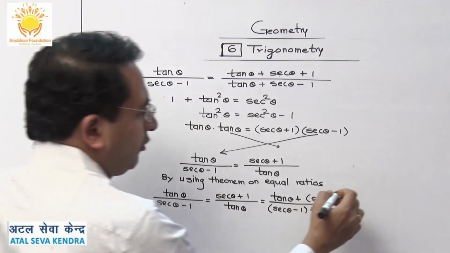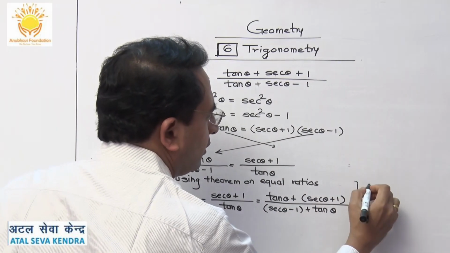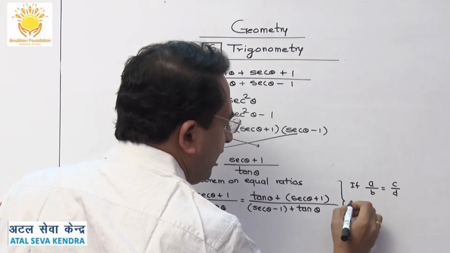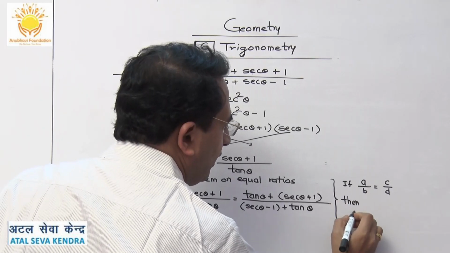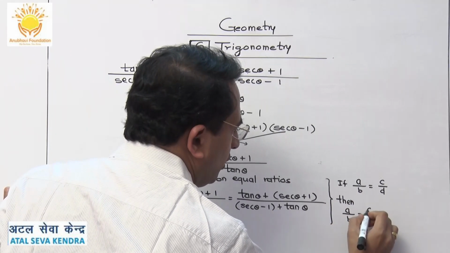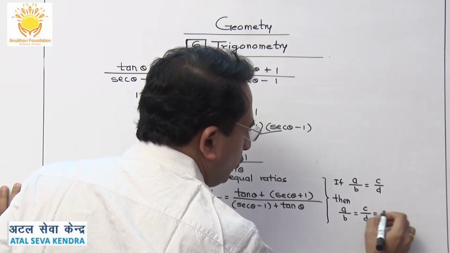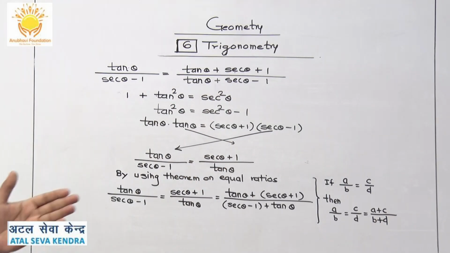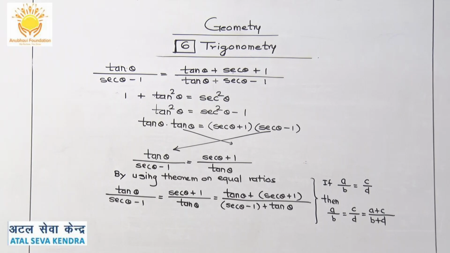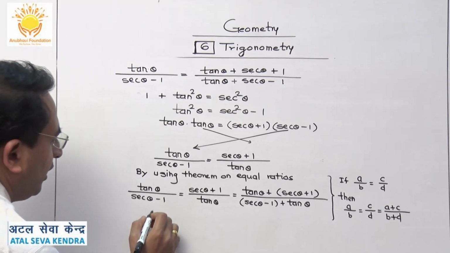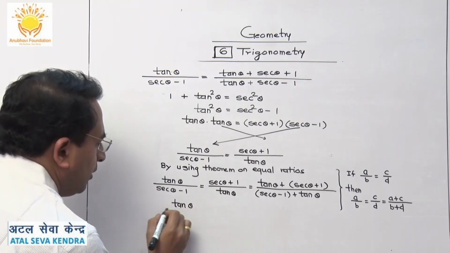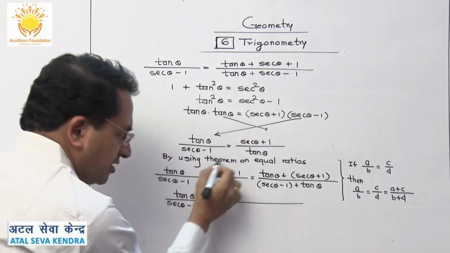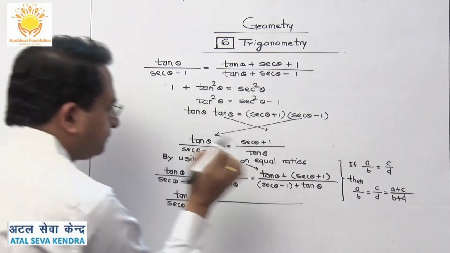But for reference, what do we have to write here? We have to write a reason. If A upon B is equal to C upon D, then what will you write? A upon B is equal to C upon D, that is equal to A plus C upon B plus D. But finally you are not going to write all three ratios. We write whatever we require finally to prove, and that's why we keep the first ratio, because that is what we want to prove. Sec theta minus 1, that is equal to, skip this, directly write this part.